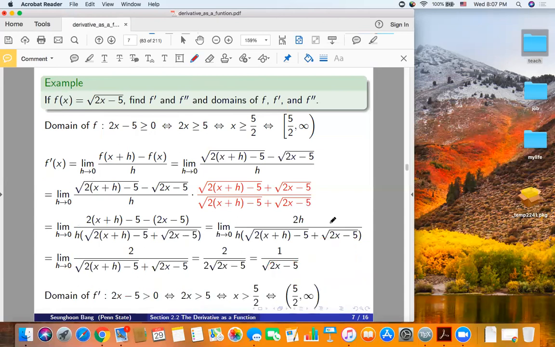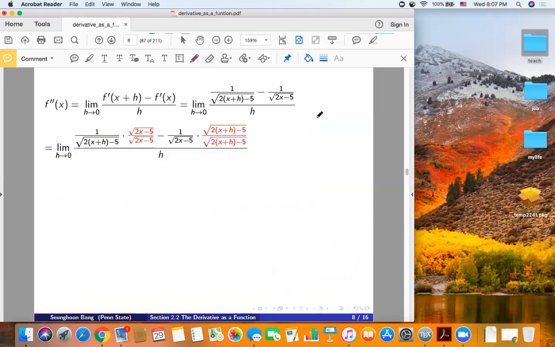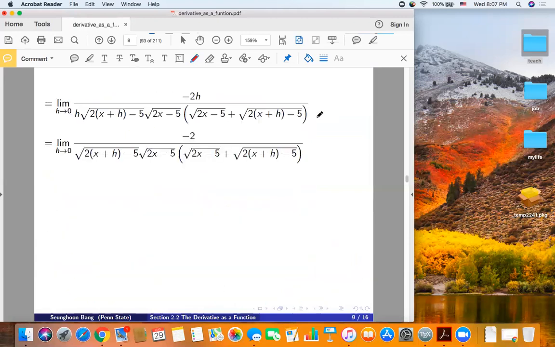The next, the second derivative, I want to skip. You can study by yourself by using my lecture note. The idea is very similar to f prime. I want to skip; you can study by yourself.